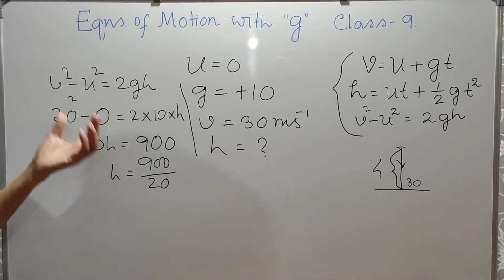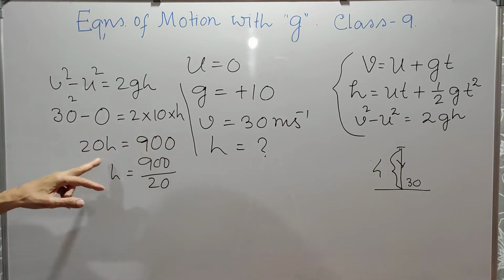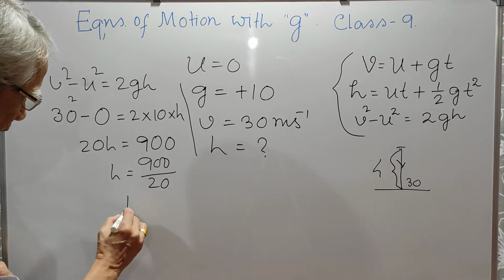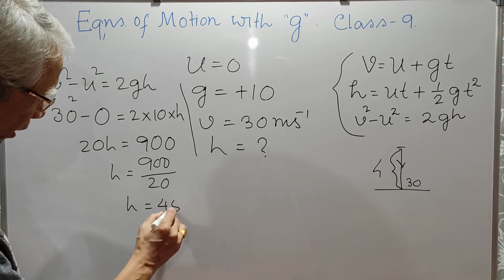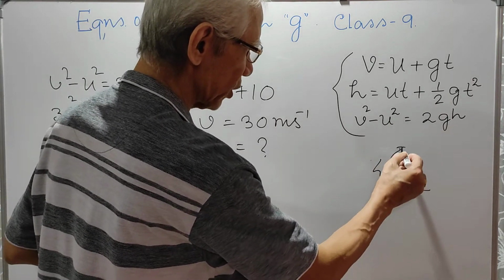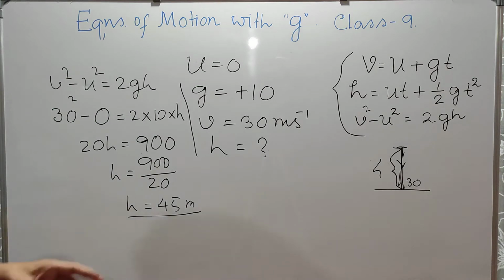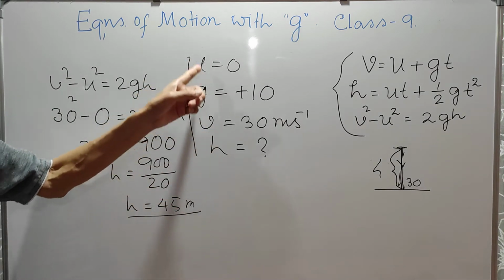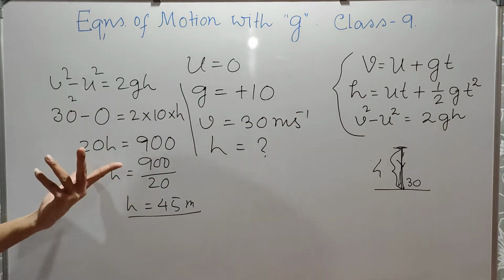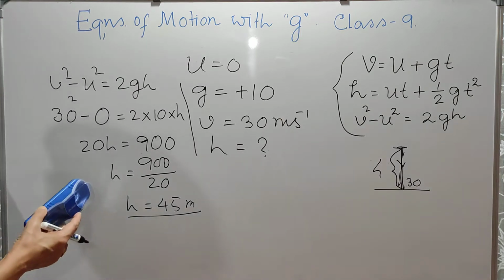This is solving the equation, so do not make mistakes in the calculation. All right. So 20h equal to 30 square. 30 square is 900. So what do you get? h equal to 45 meter. So this is the height from which the body was dropped down. So again I say, write what is given, what is to be found, use the right equation, put the value, calculate. That is the method. Okay, this was the third one.